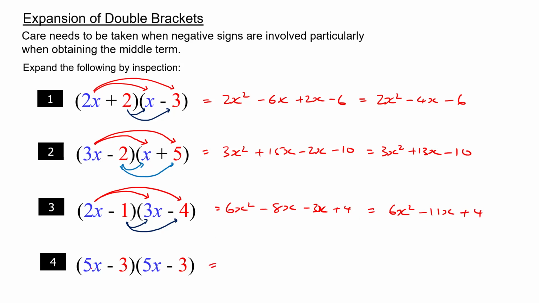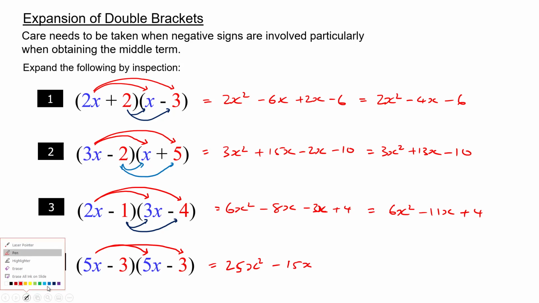And on this one, we've got 5x minus 3 times the same terms again, 5x minus 3. So 5x multiplies both terms first. 5x times 5x is 25x squared. That's a 5. And then 5x times minus 3 is minus 15x.